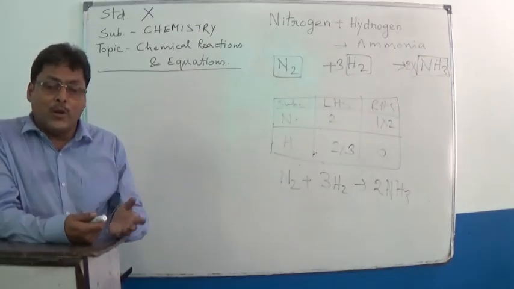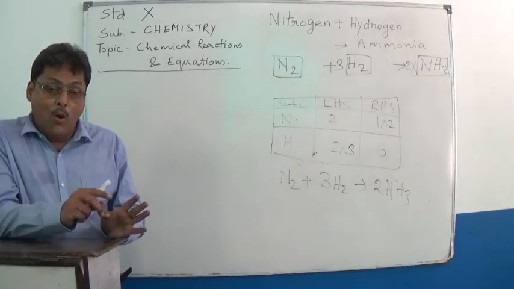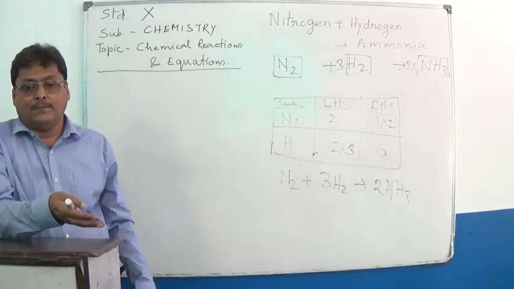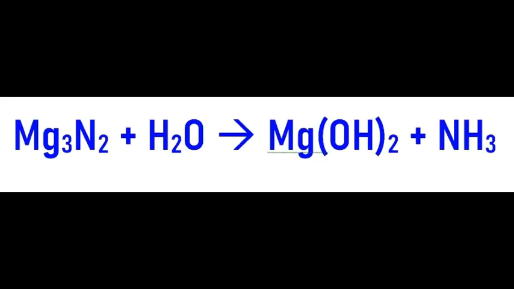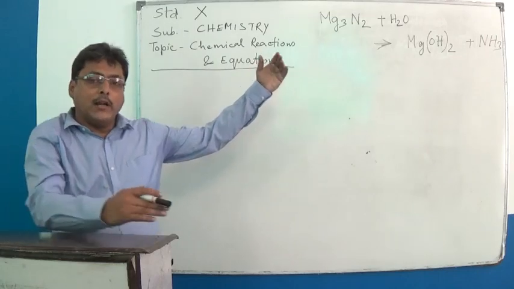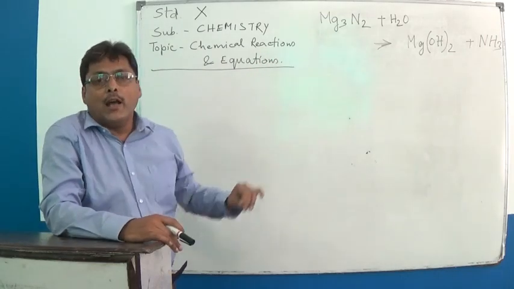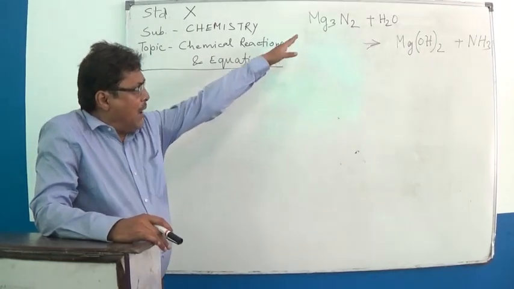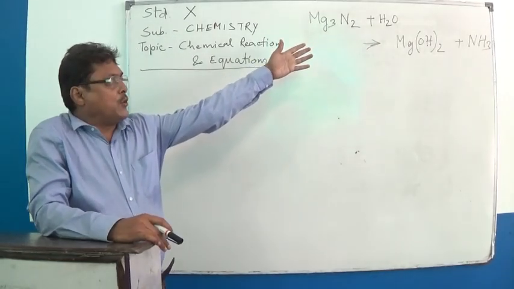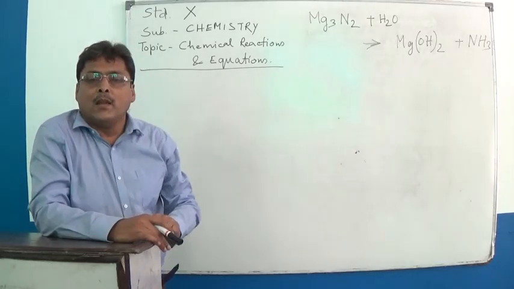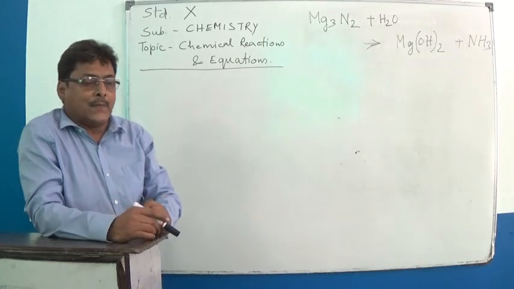Let us look at one more reaction, how ammonia is produced in the laboratory. Look at the equation first. This is how actually ammonia is produced in the laboratory. I have written the skeletal equation directly. Magnesium nitride reacts with water to produce magnesium hydroxide and ammonia.